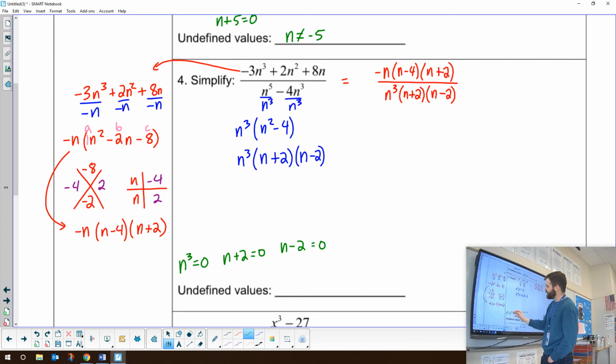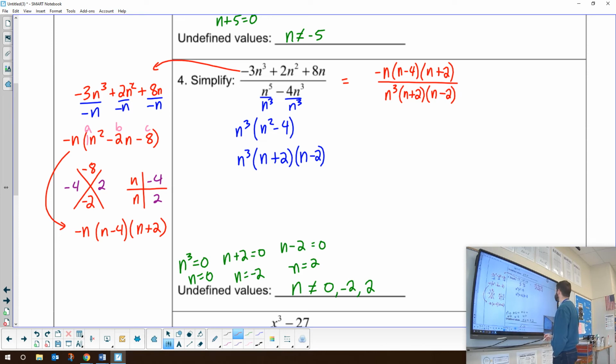And we'd be like, okay, n cubed, take the cube root of that, we just get n equals 0, n equals negative 2, n equals positive 2. Remember, these numbers are where the denominator equals 0, but we cannot have it equal 0. So these are what n cannot equal. So this is n cannot equal 0, negative 2, or positive 2. Okay, that's what n cannot equal. Those are my undefined values.